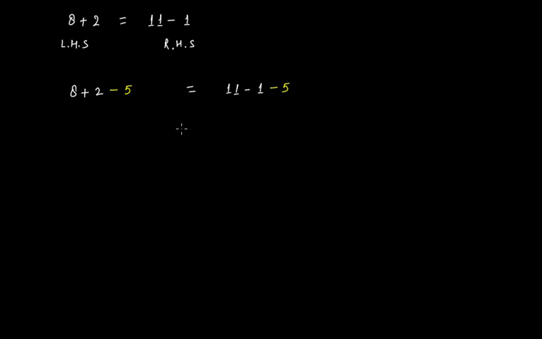Equality is maintained. Let's say that you multiply this side by 10. This side, LHS, has been multiplied by 10. Same thing, you'll have to multiply here as well in order to maintain the equality. 8 plus 2 is 10, 10 times 10 is 100. 11 minus 1 is 10, 10 times 10 is 100. Equality is maintained.